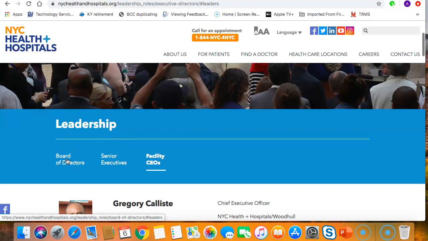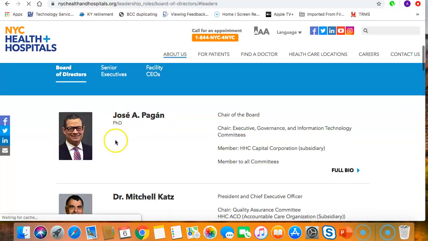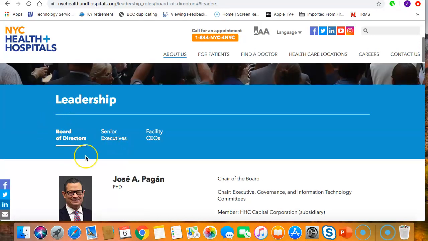And again, just to repeat, the board of directors is that source of authority that actually wields a lot of power, because the board of directors hires and fires the CEO, which is on the top of the chain of command among senior executives.